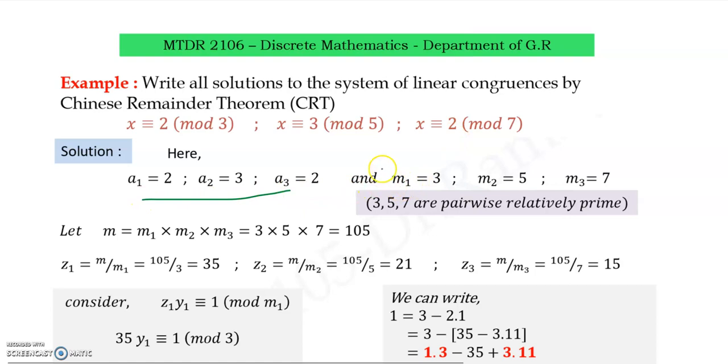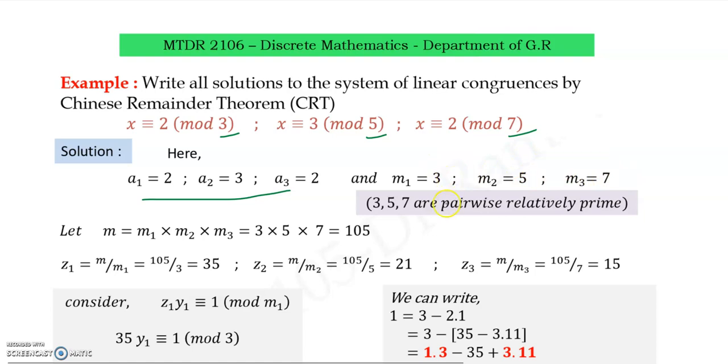Then m1, this modulus value: m1 is 3, m2 is 5, m3 is 7. I'm writing here, and we can verify this also. 3, 5, 7 are pairwise relatively prime. How? See, 3 and 5 are relatively prime, 5 and 7 are relatively prime.